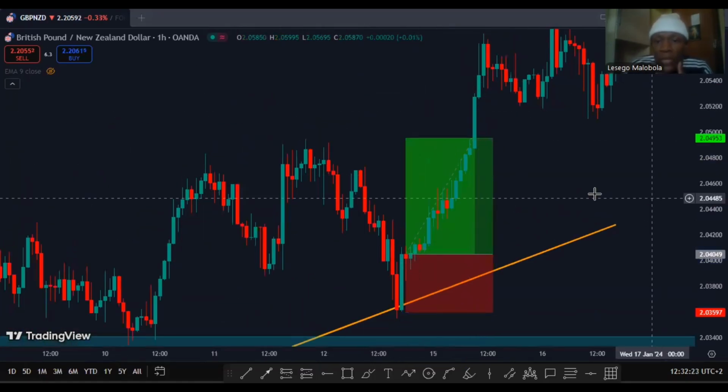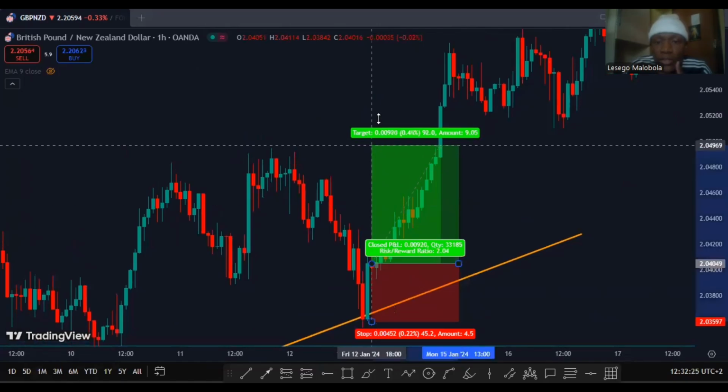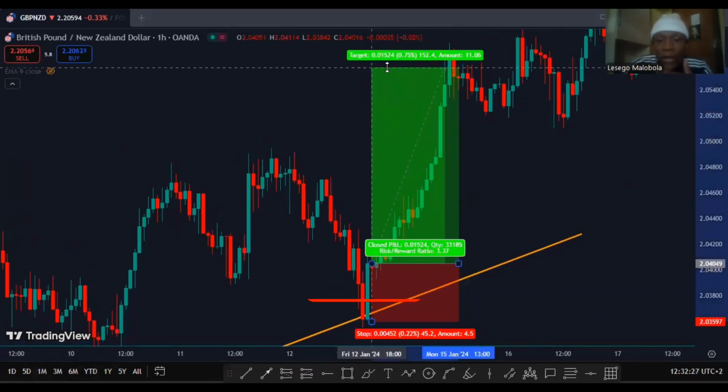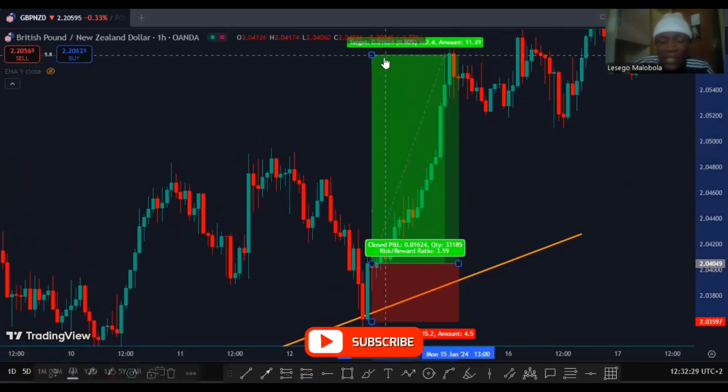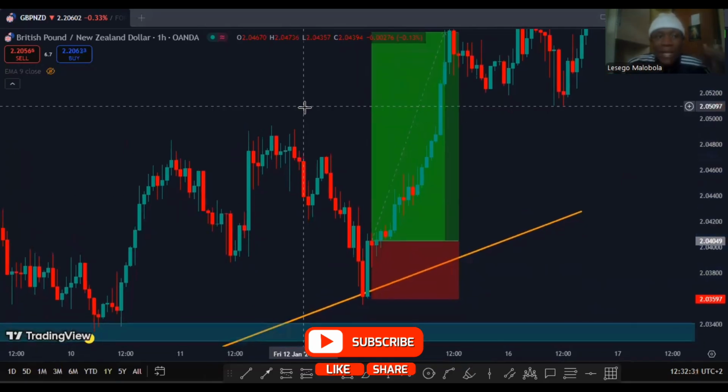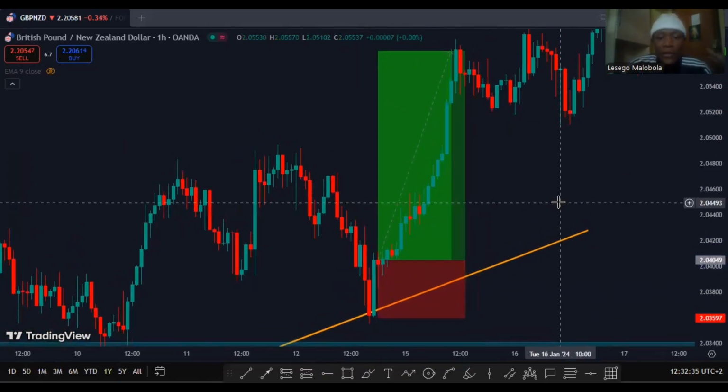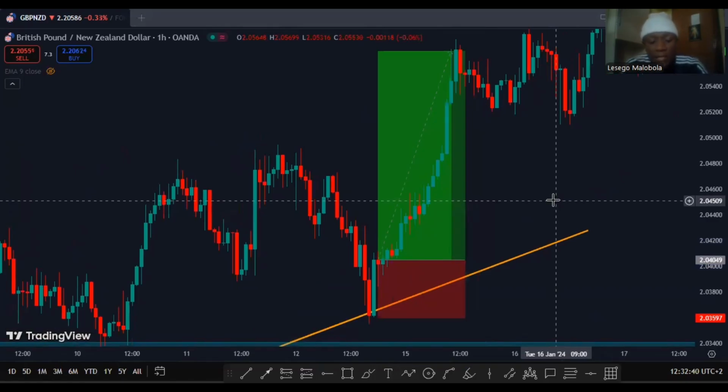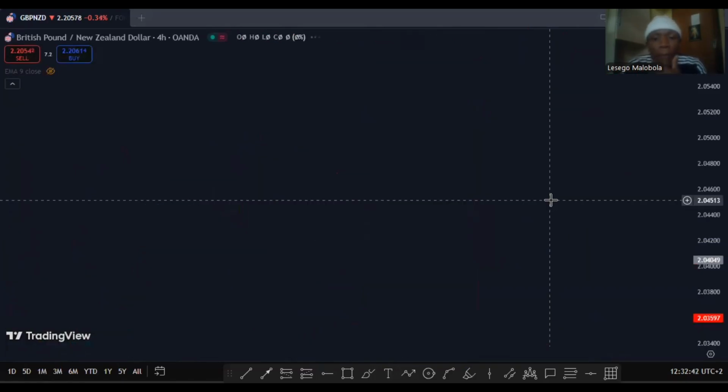But if we were to stretch it all the way to the upside, you can see that we would have at least bagged a nice 3%. Why? Simply because we understand market structure, we understand support and resistance, and we understand candlestick patterns. So let's not waste any time and find more structure.